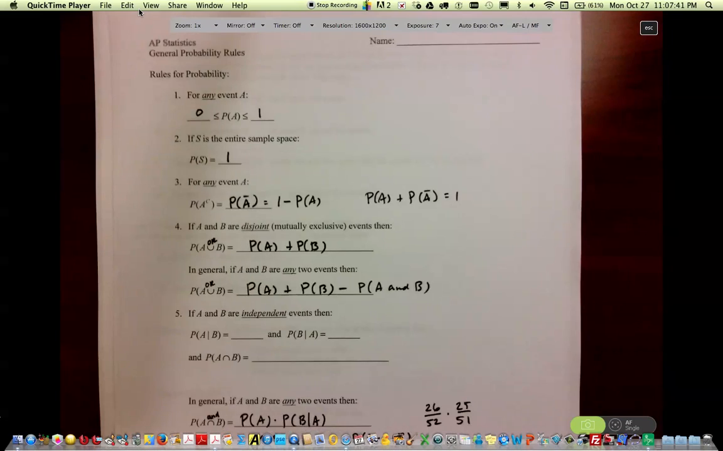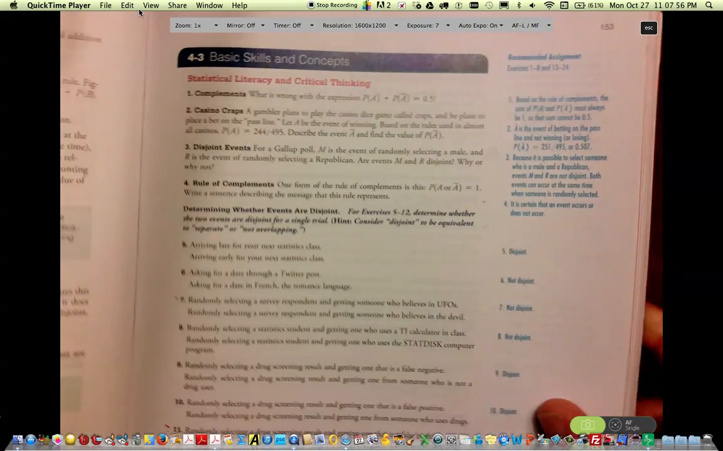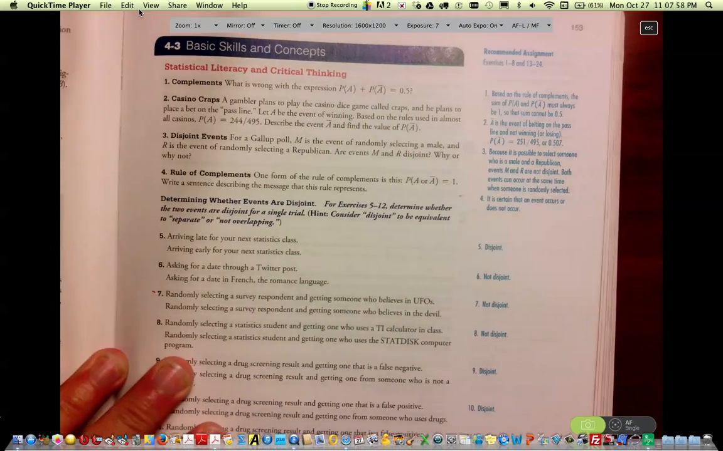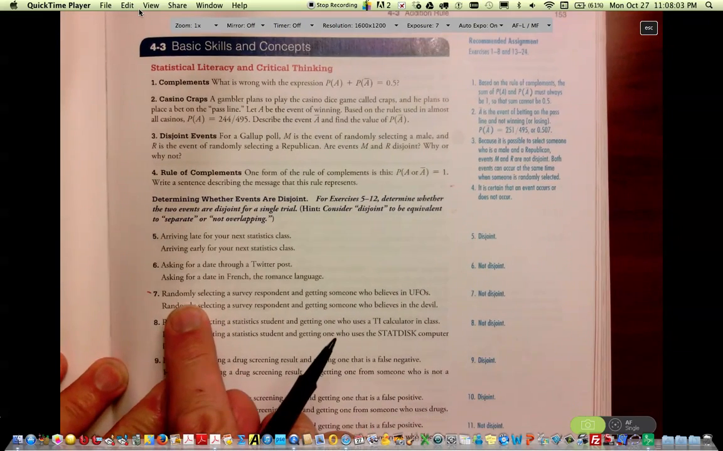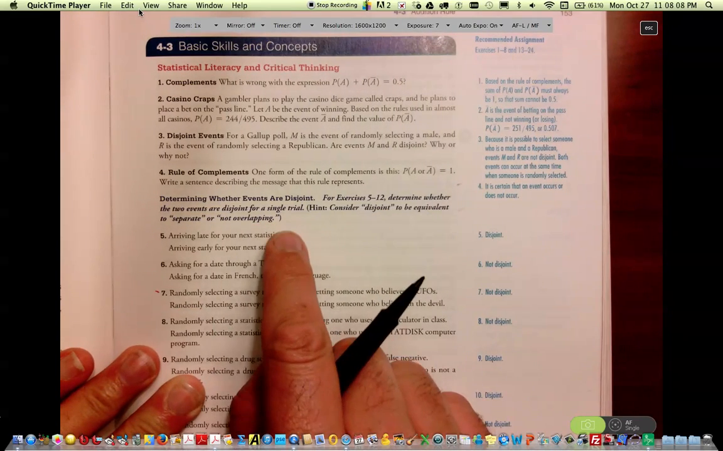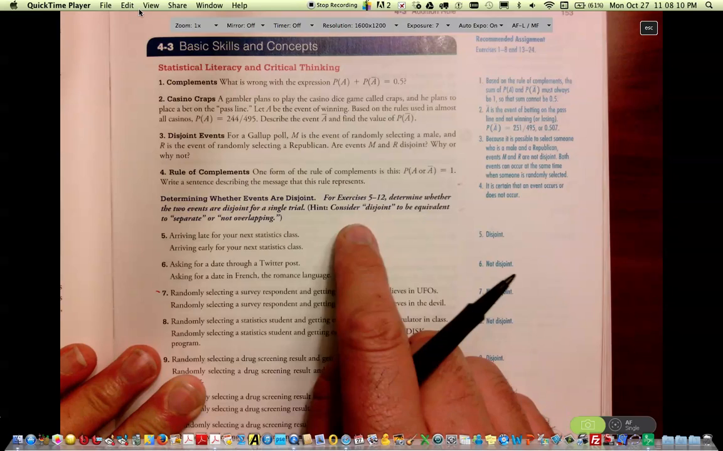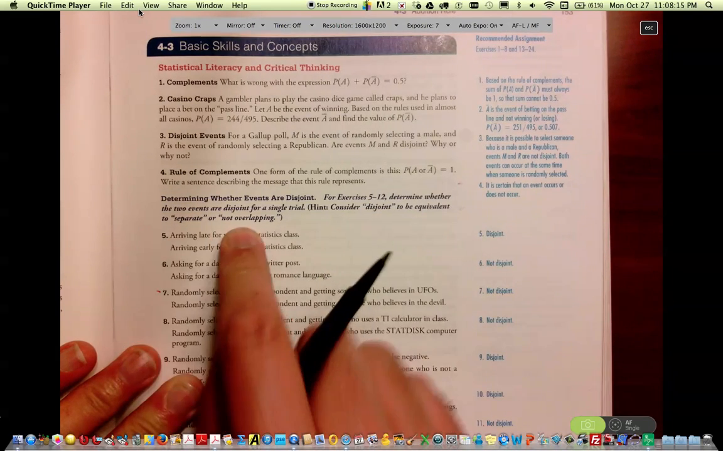Okay, so let's take a look at some of the problems that are in section 4.3. In section 4.3, I want to first of all go through some of these questions about disjoint events. Okay, this is something we talked about last week. All right, and I just want to talk through some of the answers here. So question number 7 was an assigned problem. And the question here is, determine whether or not these are disjoint for a single trial. In other words, if they're disjoint, that means that they are separate or not overlapping.